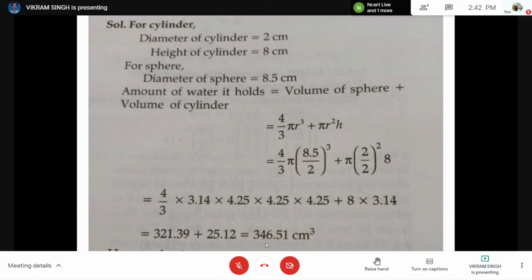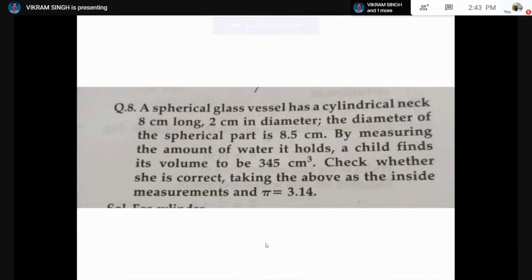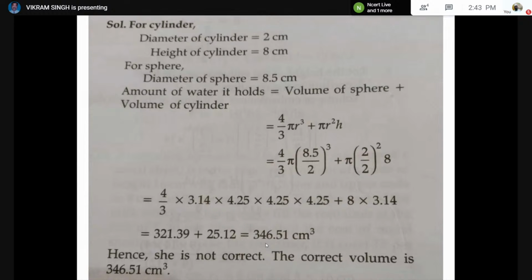The correct volume is 346.51. So this was the solution of that question, which was calculated by the girl as 345, but our volume after calculation comes as 346.51. In that sense, this was not the correct one. So we will say this is not the correct amount.